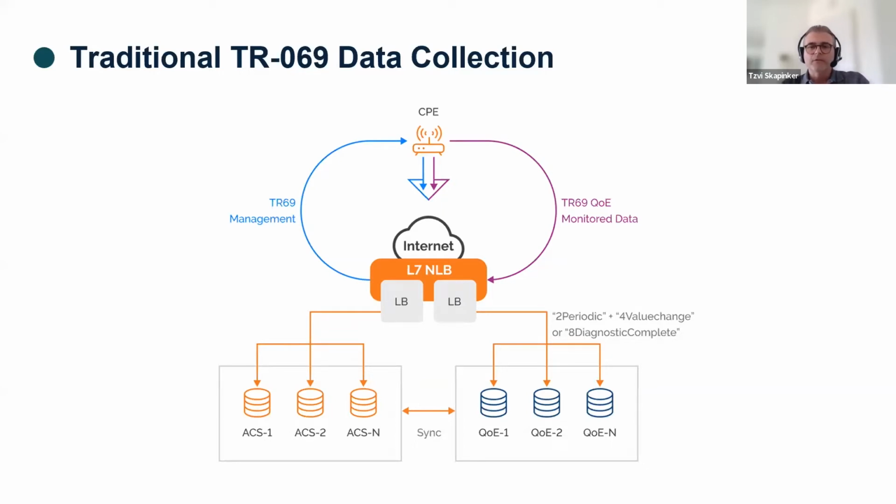In order to do that, we must maintain a network load balancer with a layer 7 application that can parse the information and steer the traffic based on TR-69 XML. This means we need to distinguish between monitored events, like we all know them from TR-69, which could be 2 periodic and 4 value change, which indicate when a device is arriving to the system with some information that it wants to share with the ACS, or a diagnostic complete.